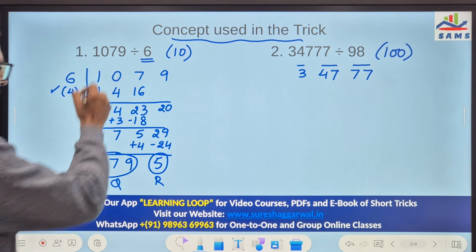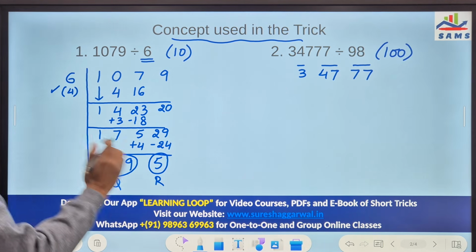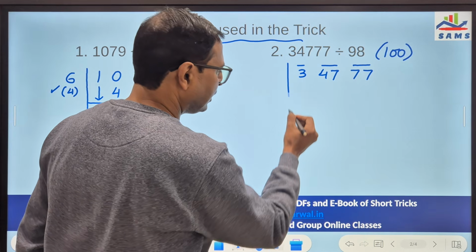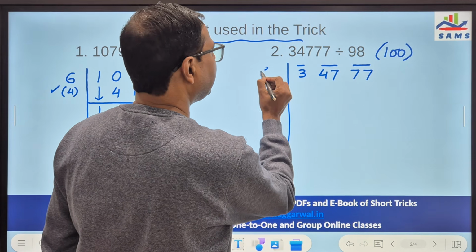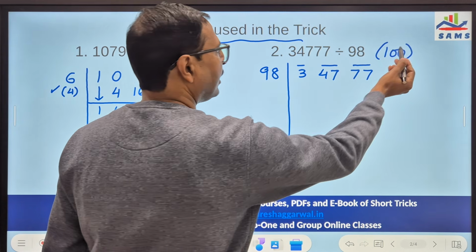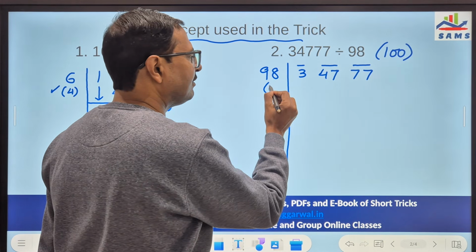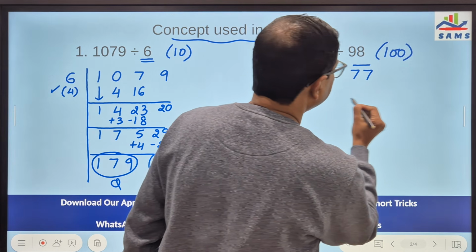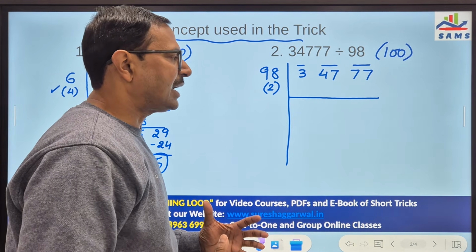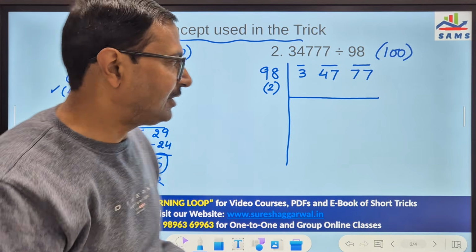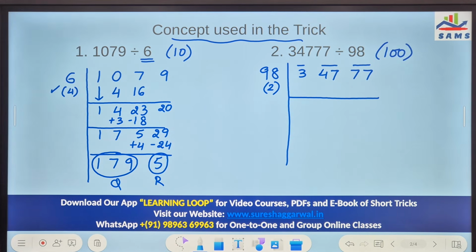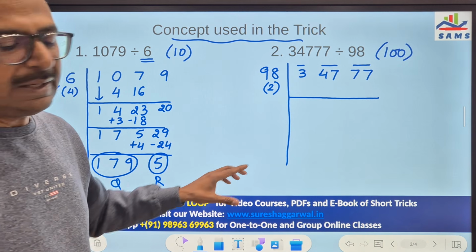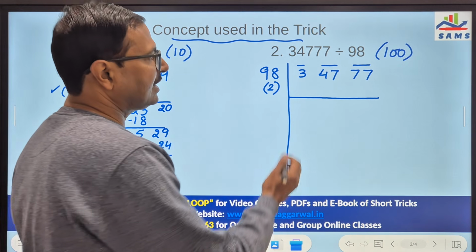And then I put a vertical line and wrote the divisor on the left. Similar thing I am going to do here. I'll put a vertical line and write 98 here, and 100 minus 98 is 2, so I will write 2 in the bracket here. Put a horizontal line and now start the same procedure which I have done for the number 6. Now you need to understand one thing. The number here 3, it's a single number, right?